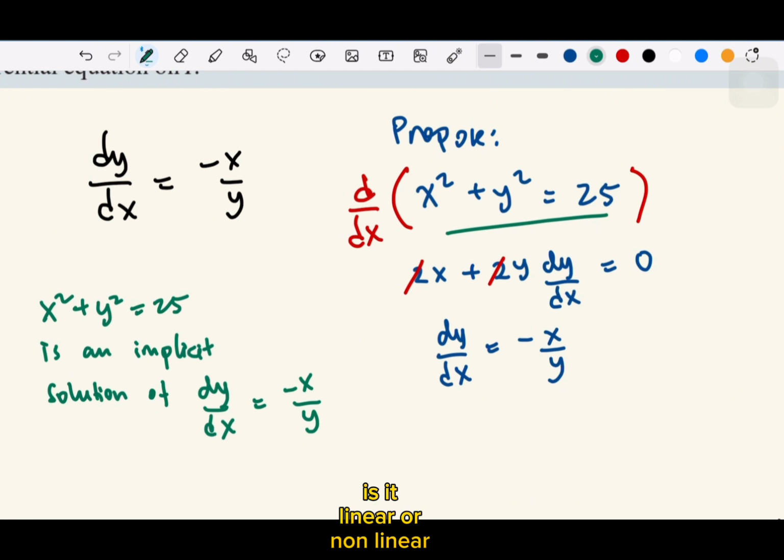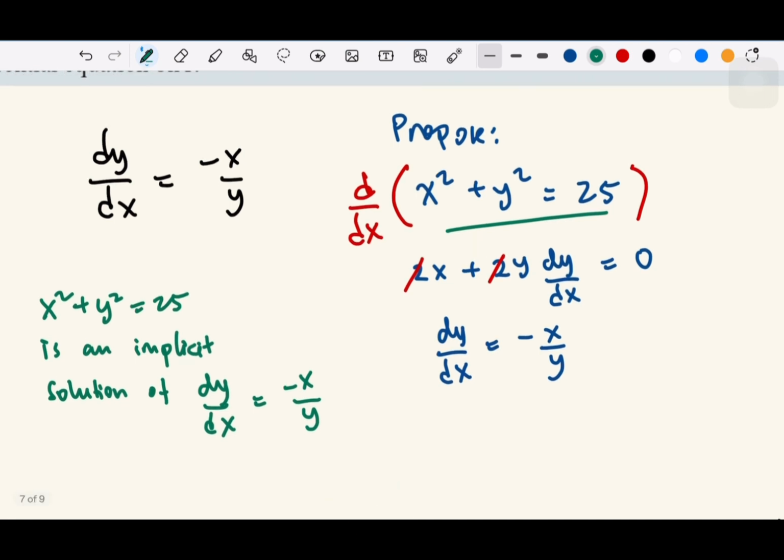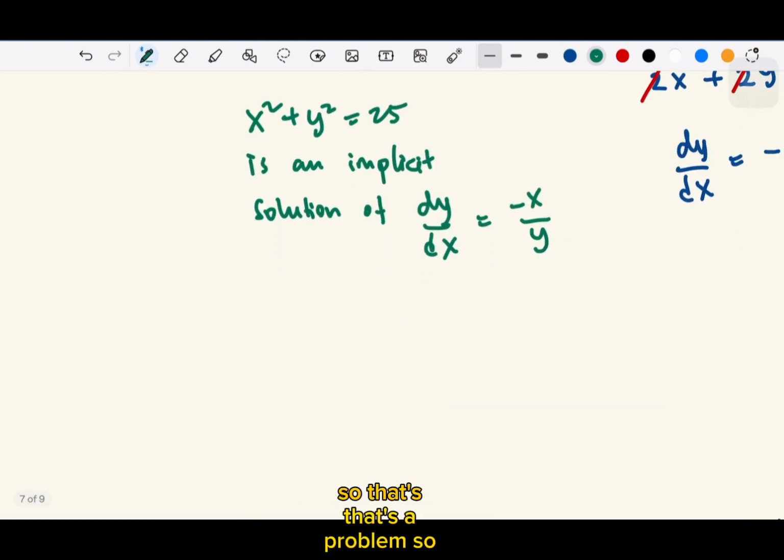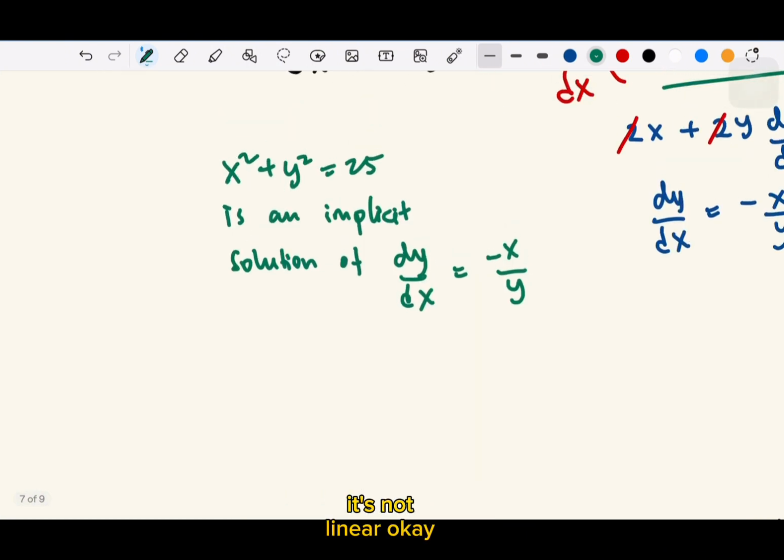Is it linear or non-linear? Non-linear. Why? Because it's 1 over y. Remember, 1 over y is by nature non-linear, right? Like this one, this is 1 over x, but here is 1 over y. That's a problem, so it's non-linear. Just to make sure that we still have that connection with the previous sections. So why is it not linear? Because of the 1 over y.